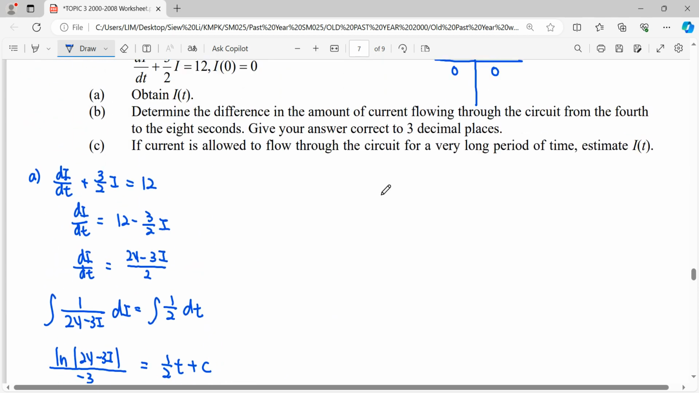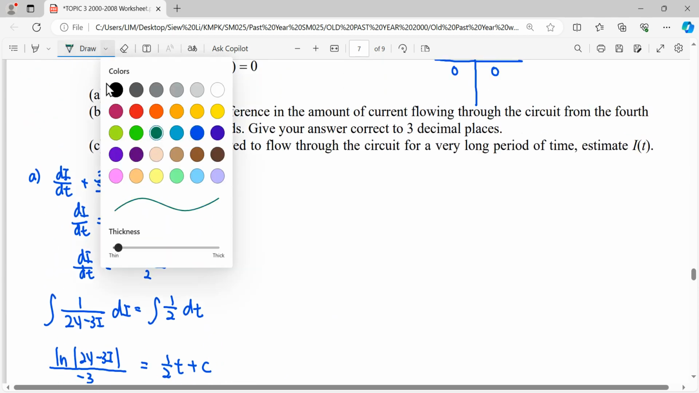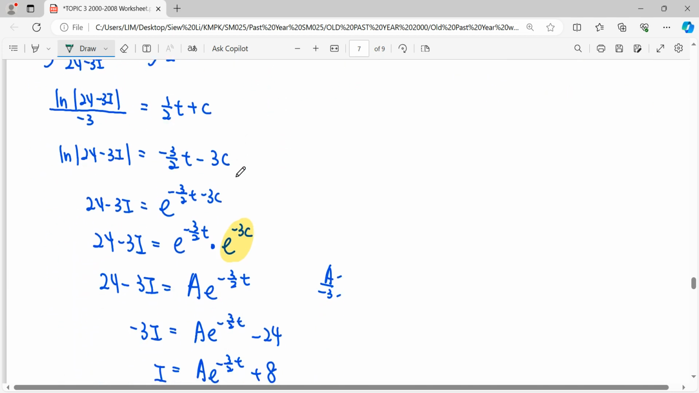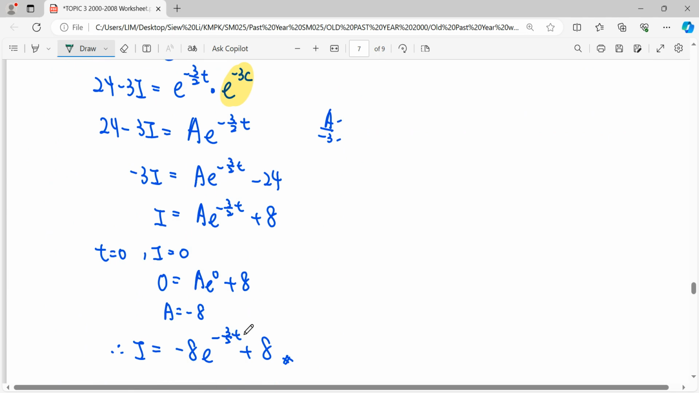Then continue for part B. Determine the difference in the amount of current flowing through the circuit from the 4th and the 8th second. Correct the answer to 3 decimal places. This means that we want to find when t equals 4, what is the current, and when t equals 8, what is the current, and find their difference. So substitute t equals 4 into the particular solution that we have just now.